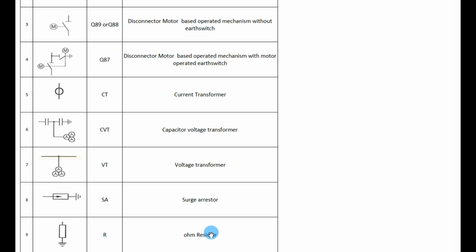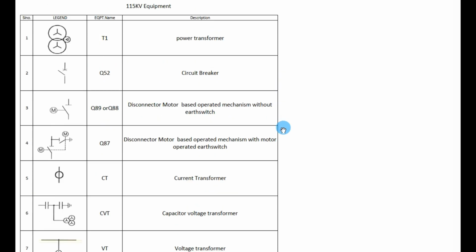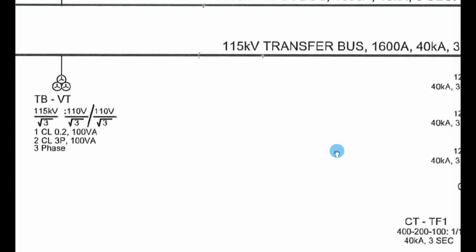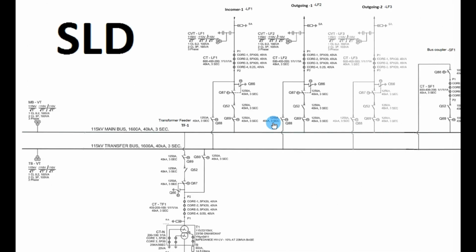So first we have to study all of this. Once we have studied all this, it is very easy to analyze our SLD. Now we can go into our SLD. This is the SLD diagram.